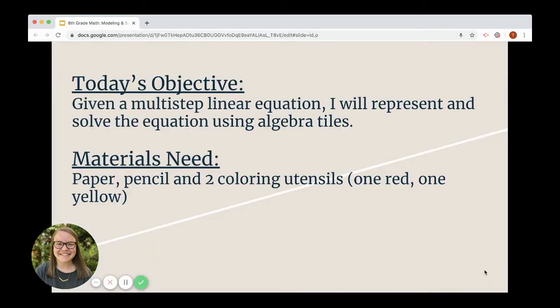Today's objective, you are going to represent and solve equations using Algebra Tiles. Today you will need paper, your pencil, and you will also need 2 different coloring utensils. So it can be crayons, markers, colored pencils. We will be using red and yellow, but if you do not have red and yellow, any 2 colors will work.